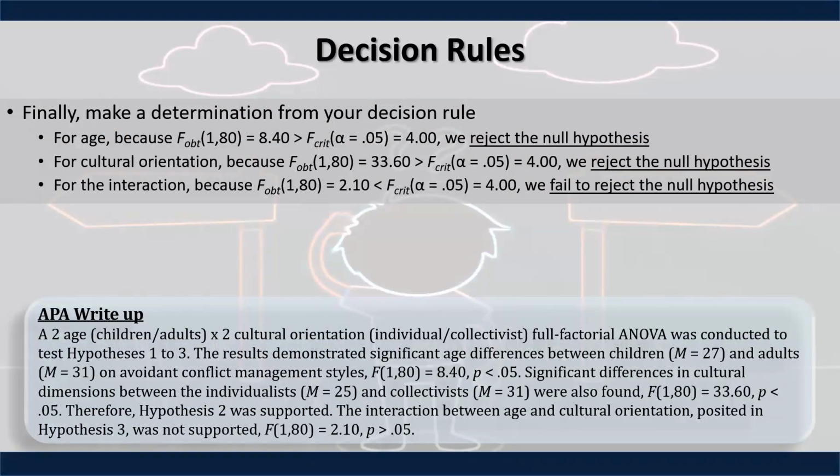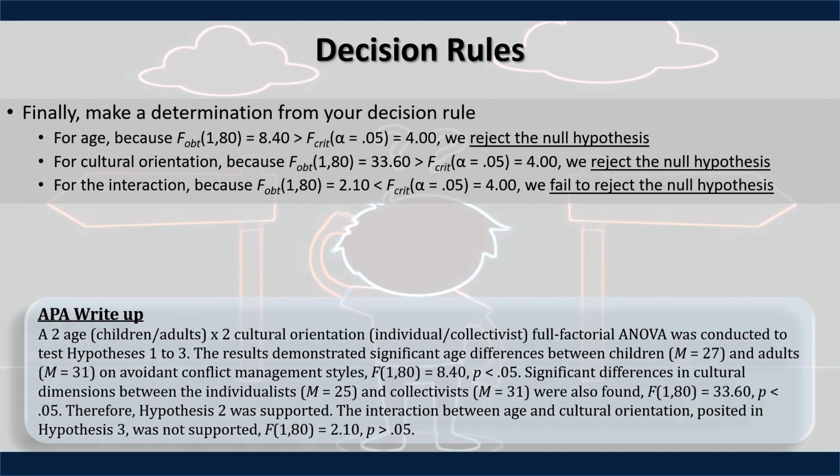As you're probably already aware, the final step is to apply the decision rules we've carried over to determine whether or not we can reject each of the three null hypotheses being tested. For age, because the calculated F value of 8.4 is higher than the critical value of 4.0, we can reject the null hypothesis and claim there's a main effect.